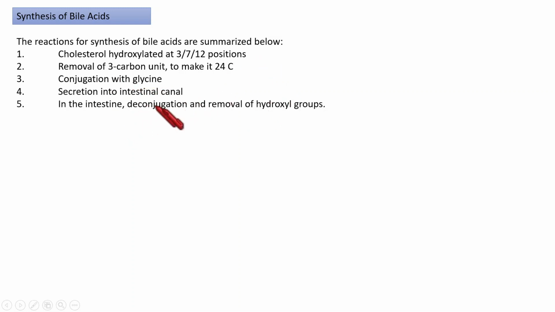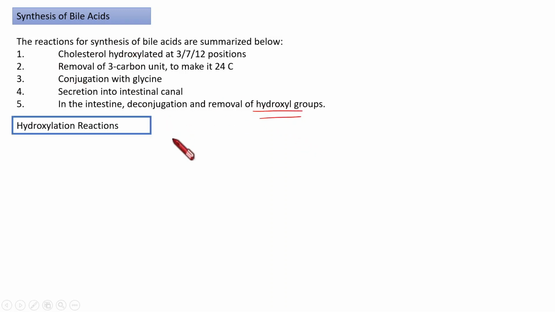And on reaching the intestine, deconjugation happens, that is, separation of the amino acid from the bile acid, and also after that deconjugation, removal of the hydroxyl group present at the seventh position also happens. So these are the important processes. Next we are going to see all those reactions in detail, step by step.